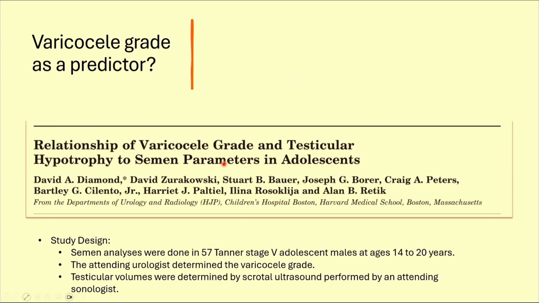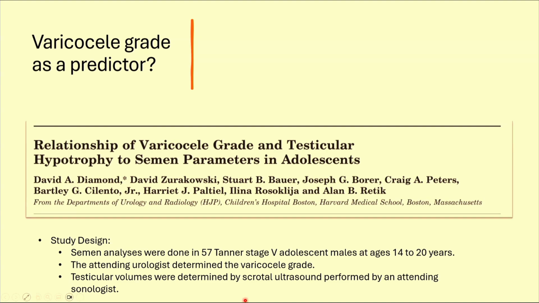However, they still did a study, a quite powerful study done by Dr. Diamond at Boston Children's Hospital. This paper has been cited in American and European guidelines. What he did is he wanted to find a relationship between varicocele grade and testicular hypertrophy to semen parameters in adolescents. So he collected the semen of 57 boys that had already reached Tanner stage 5, and an attending urologist assigned a varicocele grade, and a sonologist assigned the testicular volume.